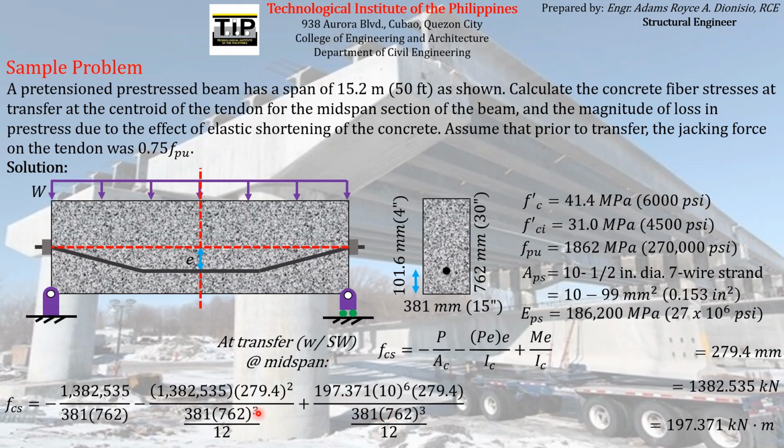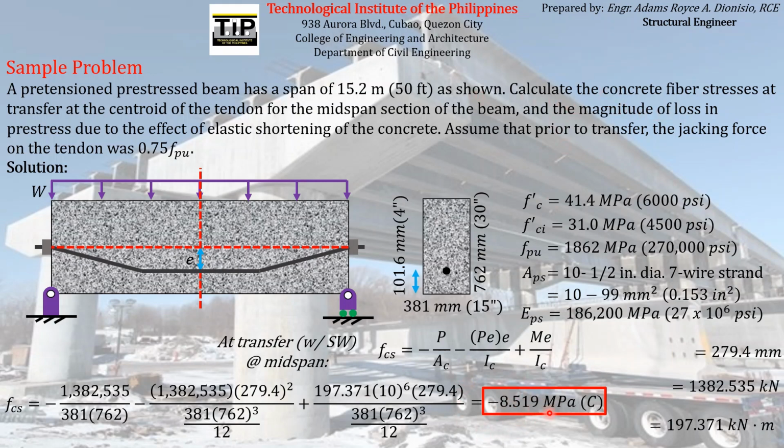And then if you try to solve this, we will find that the stress acting on the concrete at the location of the pre-stressing reinforcement at midspan is equal to negative 8.519 megapascal. And since it is negative, therefore, it is a compressive stress. So that is the first thing that the question asks.